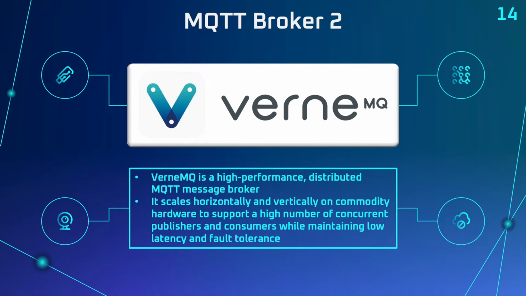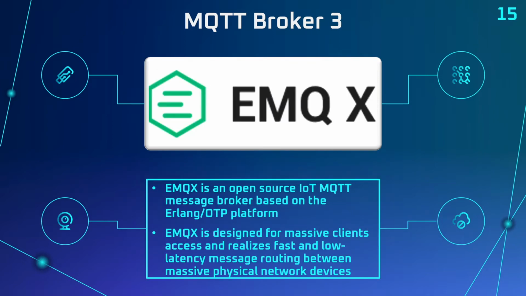The second broker is VerneMQ, a high-performance, distributed MQTT message broker. It scales horizontally and vertically on commodity hardware to support a high number of concurrent publishers and consumers while maintaining low latency and fault tolerance. Finally, the last broker used in this research was EMQX. It is an open source IoT MQTT message broker based on the Erlang/OTP platform. EMQX is designed for massive client access and realizes fast and low latency message routing between massive physical network devices.